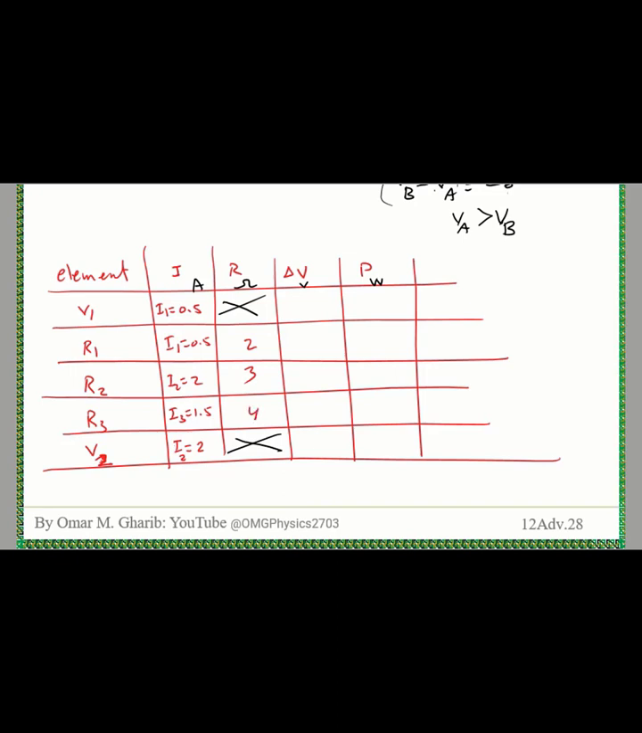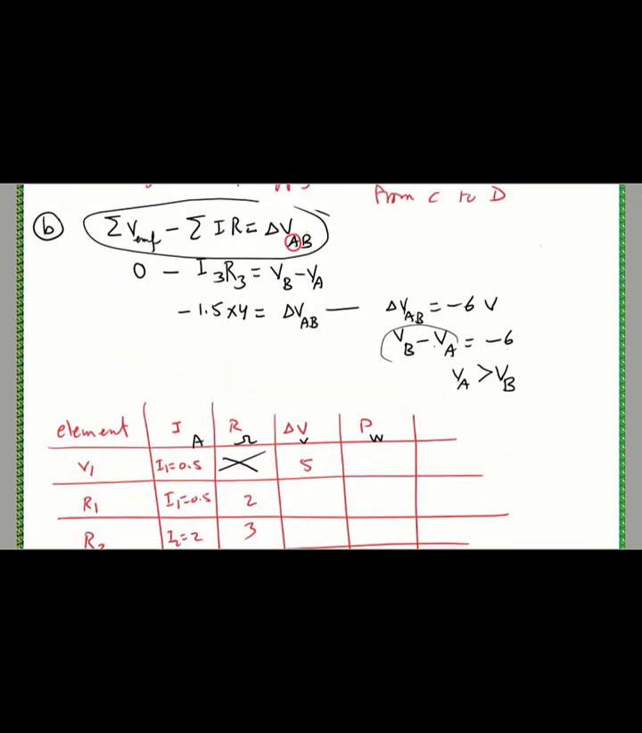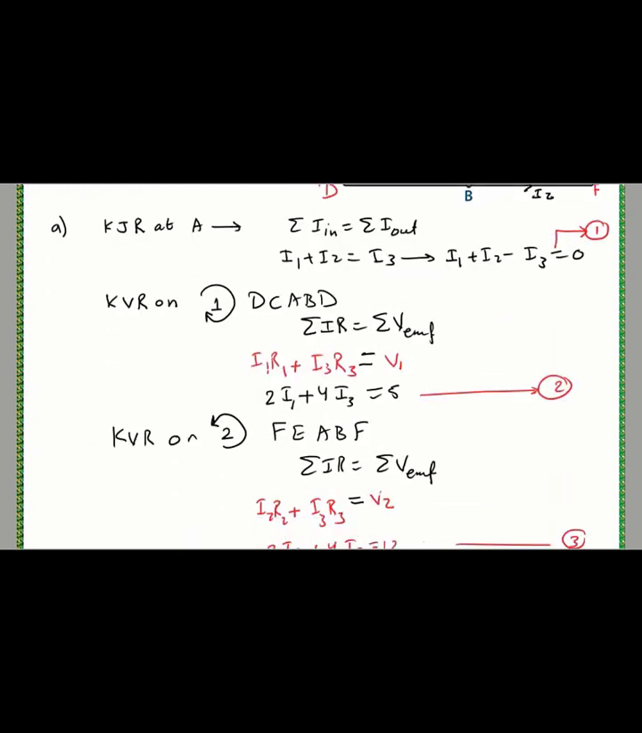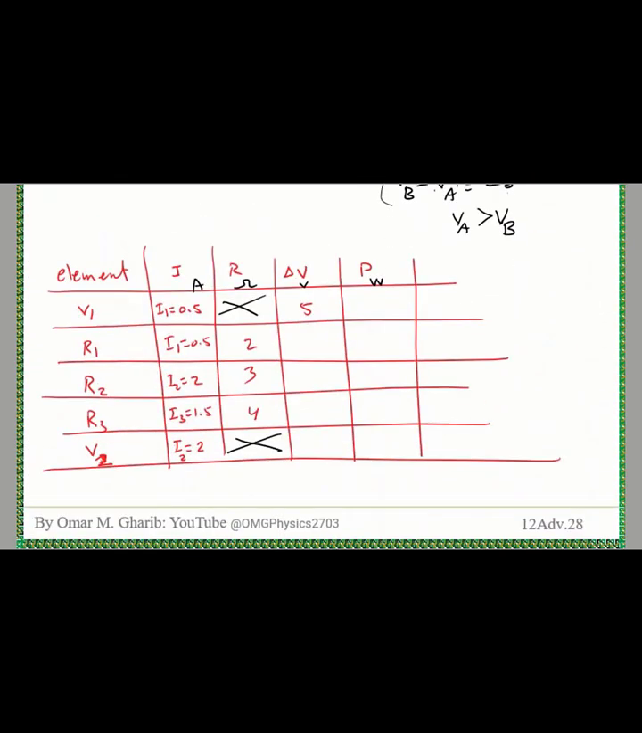Now the potential difference through the first battery, V1 is 5 and V2 is 12, I think, yes. This is 12. I1 0.5 times 2, which is 1. For I2, the voltage is I2 R2, 2 times 3, which is 6. I3, 1.5 times 4, it is 6.